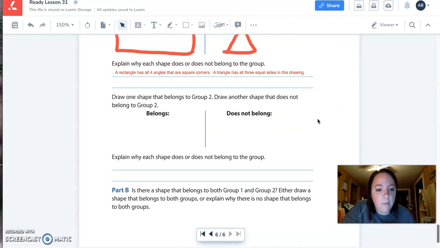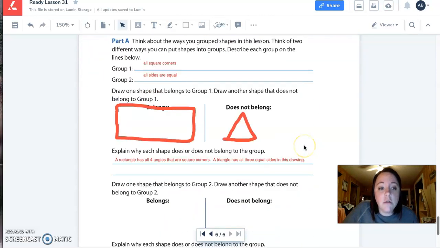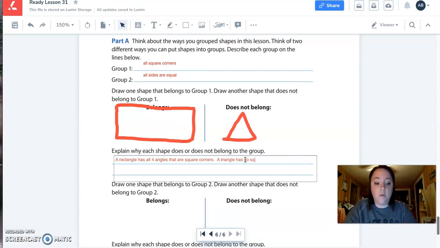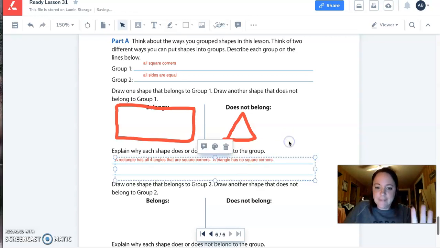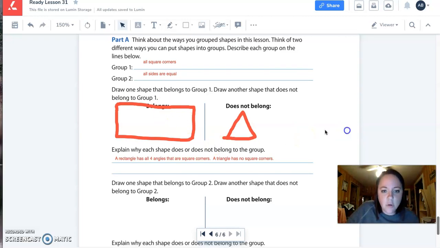All right, so draw one shape that belongs to the group 2. Let's see. Ooh, Miss Barker read this wrong. So it wants, well, no, we could still use that. Triangle actually does not belong. Miss Barker totally read this wrong. So a triangle has no square corners. Okay, now that I got that right, I read the question wrong. See, that's why it's very important to read directions. So Miss Barker totally just messed that up.